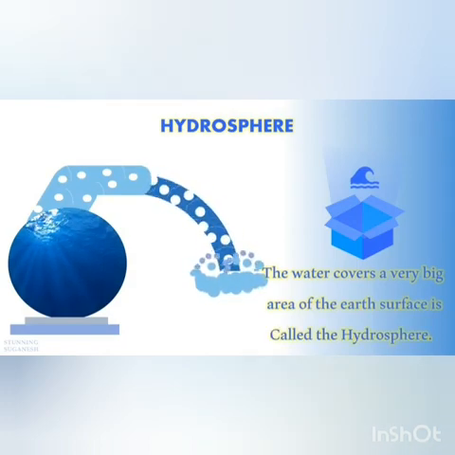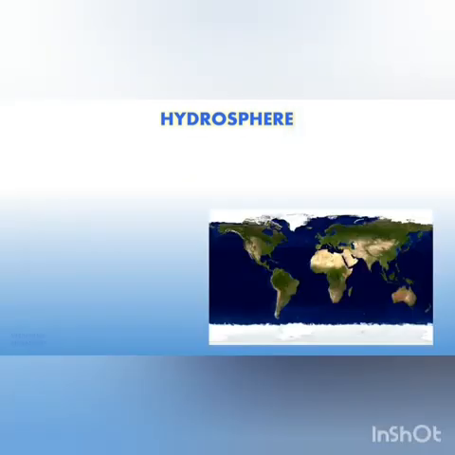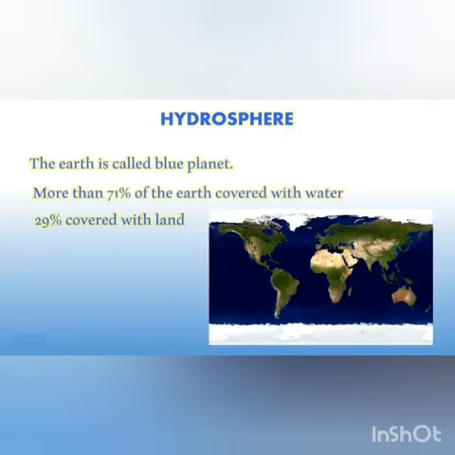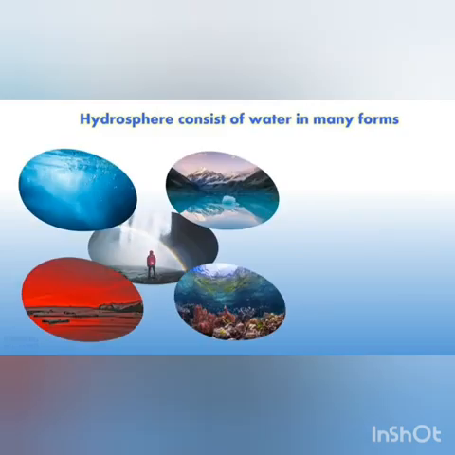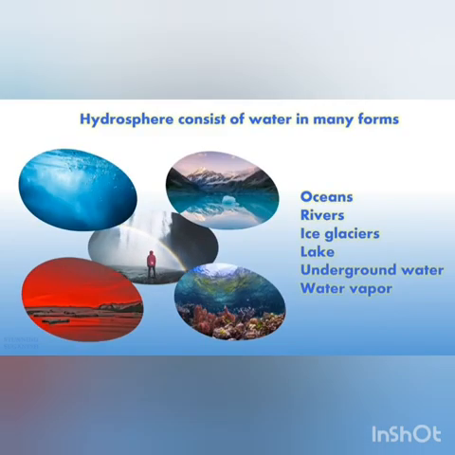Hydrosphere. The presence of water is a unique feature of our planet. It covers a larger part of the Earth's surface. Almost 71% of the Earth's surface is covered with water, and only 29% is covered with land. That is why Earth is also called a blue planet or a watery planet. It consists of water in many forms like oceans, rivers, ice glaciers, lakes, underground water, and water vapor.